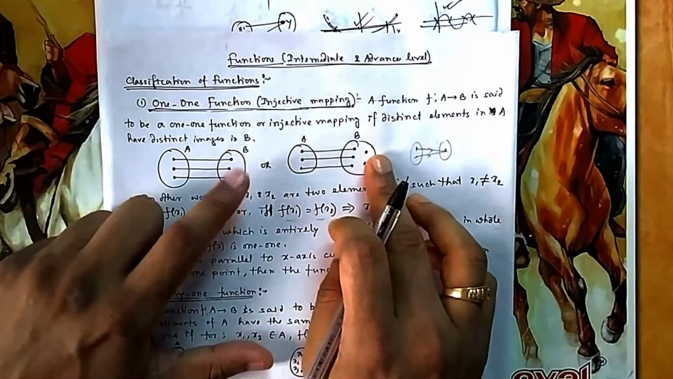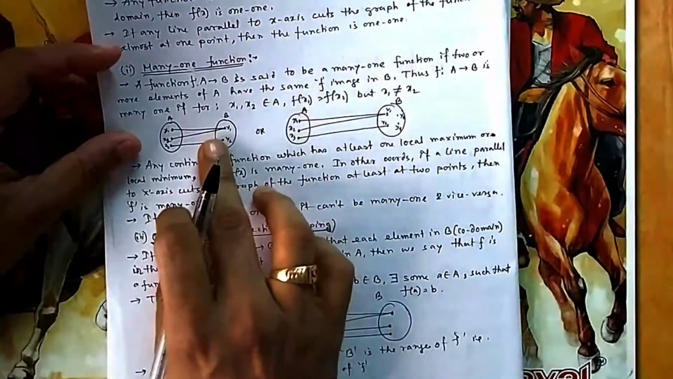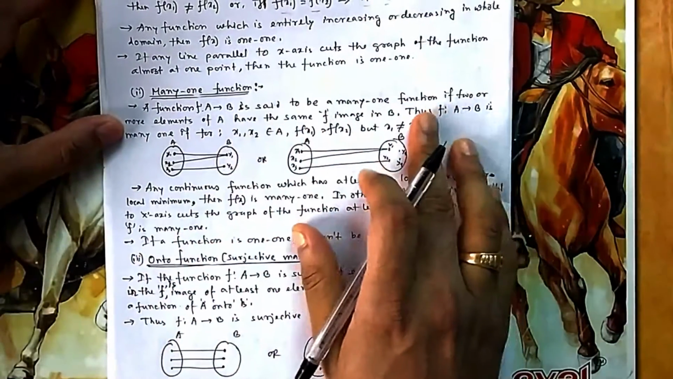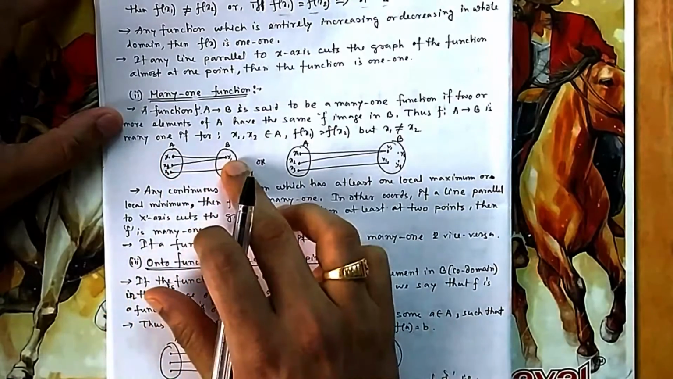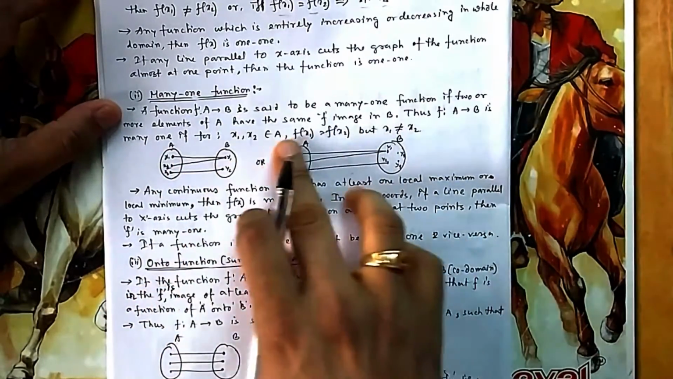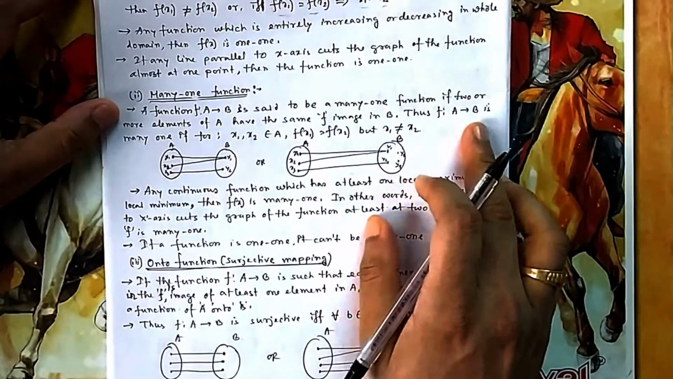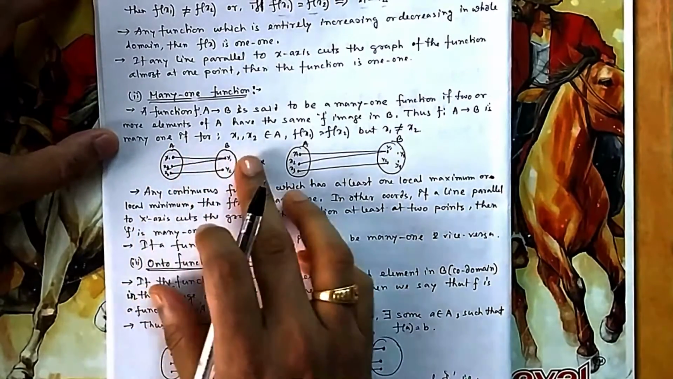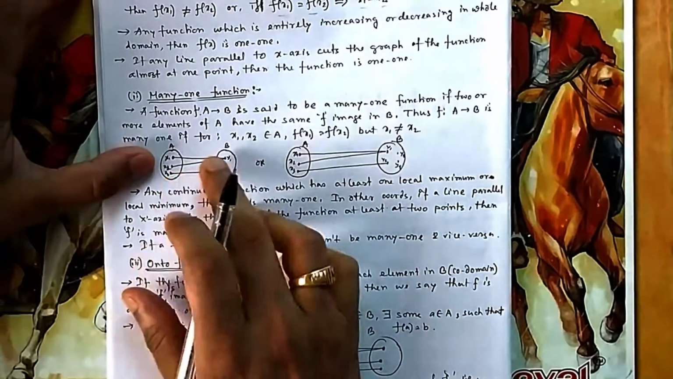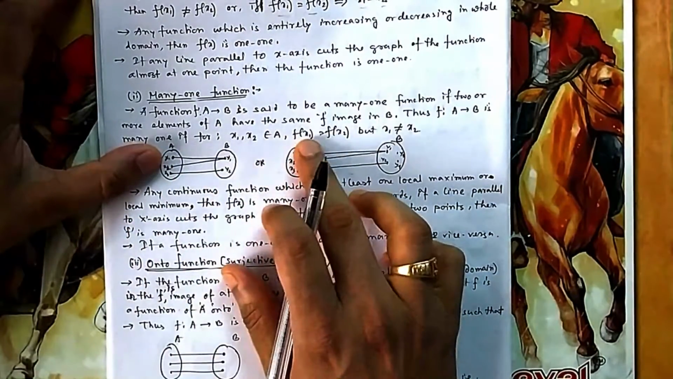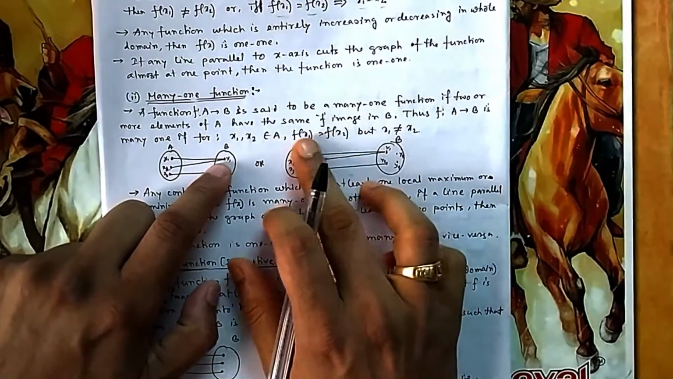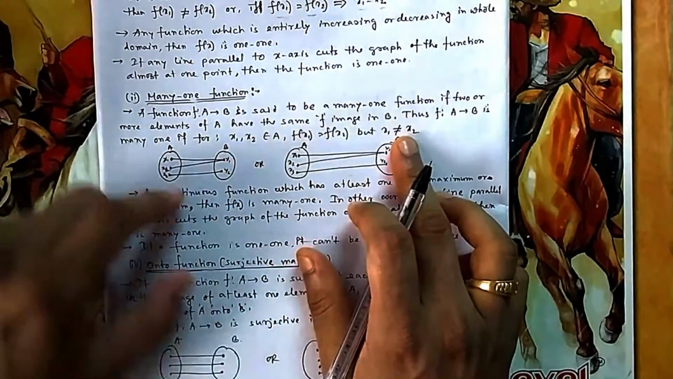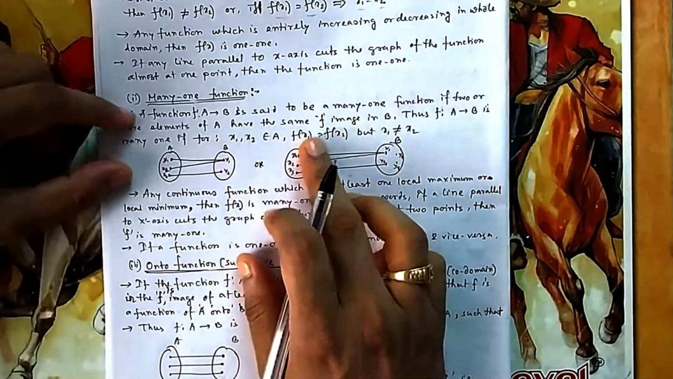It doesn't depend on whether all y's are connected or not. It just depends on how it is connected. A to B is said to be a many-one function if two or more elements of A have the same image in B, like two or more persons, or two or more religions, going to the same god. Thus f from A to B is many-one if for x1, x2 belonging to A, two different values of x give rise to the same output: f(x1) is y1, and f(x2) is also y1, but x1 is not equal to x2. So different x1, x2 giving the same output is your many-one.